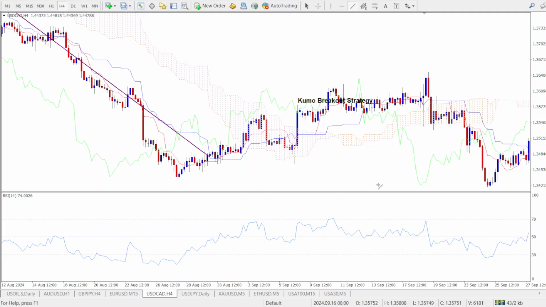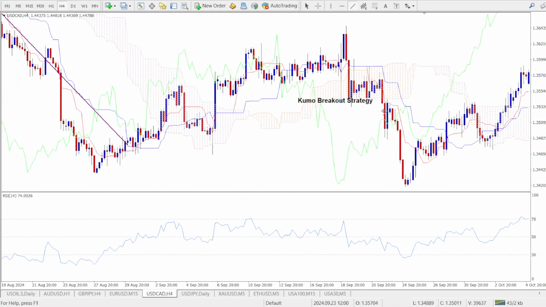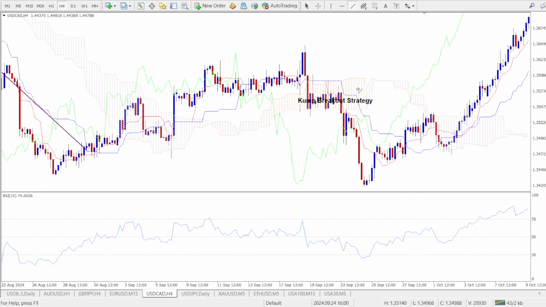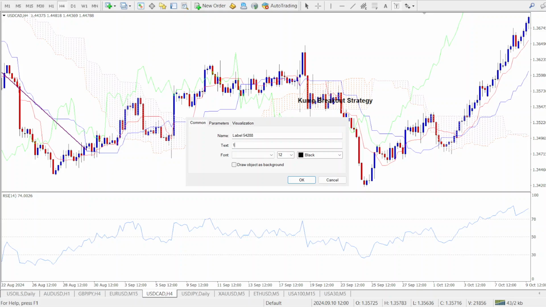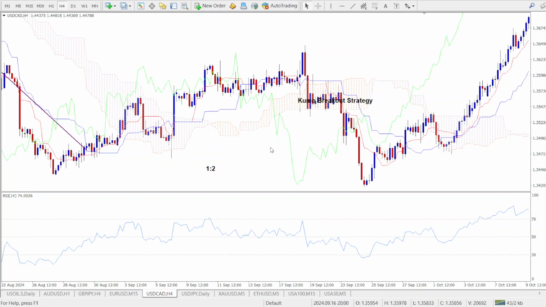And then you need to also set your entry and exit points. For a bullish breakout, enter when the candle closes above the Kumo. For a bearish breakout, you enter when the candle closes below the Kumo. And then you place your stop loss just below the Kumo for a bullish trade, and just above the Kumo for a bearish trade. Okay? And then use a 1:2 risk to reward ratio. Or you can even use something maybe 1:3, 1:4, depending on market condition.